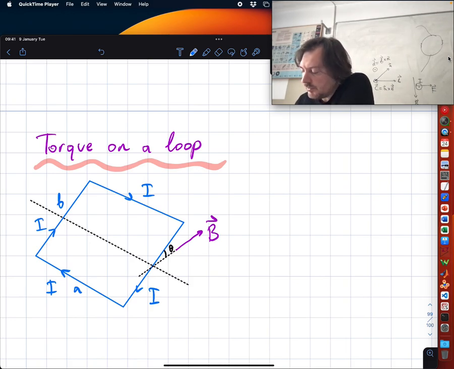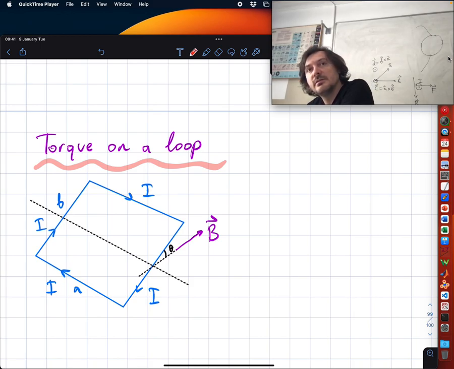So let me ask you, what is the force on these sides? For example, let's start with this side. What is the force on that side? IBL sine theta. Very good. There's a minus sign because of negative sine theta, right? But as a magnitude, that force is IBL sine theta. But tell me also, please, the direction.